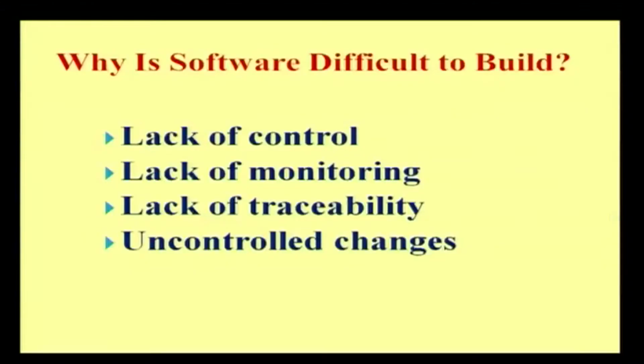Software is basically difficult to build because of lack of control, lack of monitoring, lack of traceability and uncontrolled changes. This need not be on the developer's side. This may come from different perceptions of people, different groups of the community. One obvious point is that developers play a vital role, but end users might also request a lot of changes to the particular product. So that is why we have mentioned the last point, uncontrolled changes.